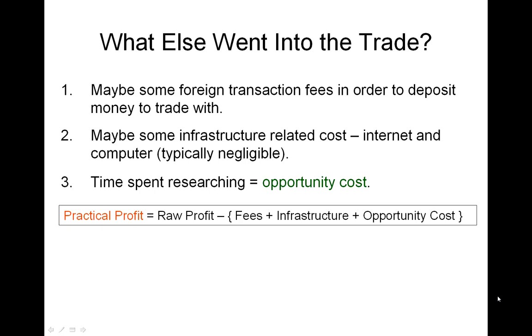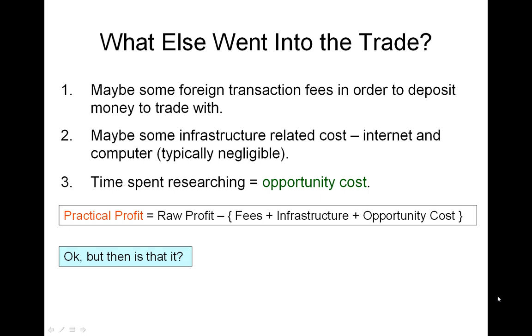That being said, what's our practical profit? It's our raw profit, and that raw profit is what we listed in the previous slide, which is A times R, the amount we invested times the rate of return. Therefore, our practical profit is our raw profit minus any foreign transaction or other fees that may be imposed on us, the infrastructure cost that we may incur for the internet and the computer, and the opportunity cost. Once we sum all these up and subtract it from the raw profit, that's when we get the practical profit we make.